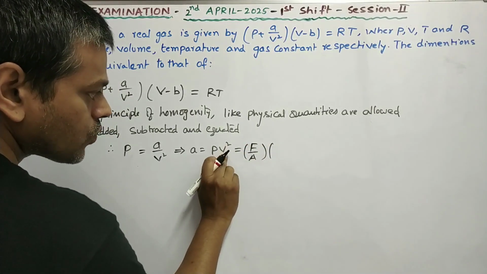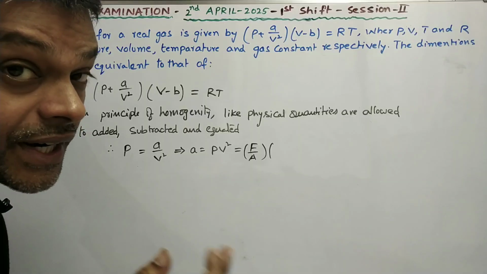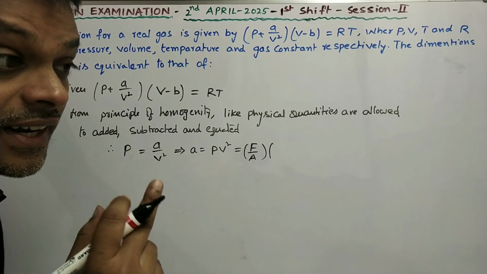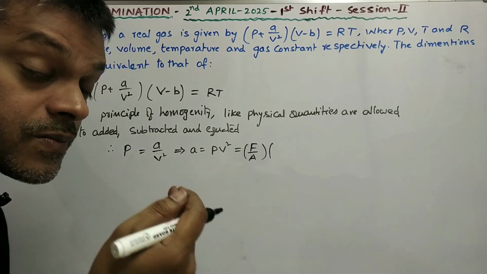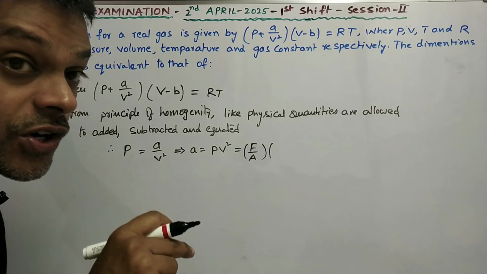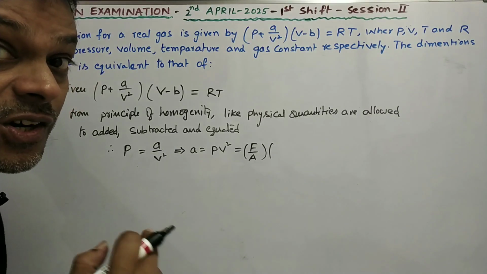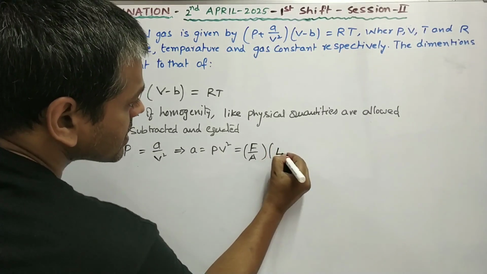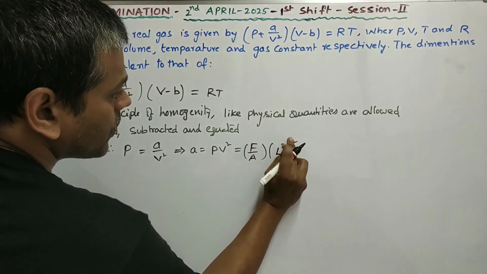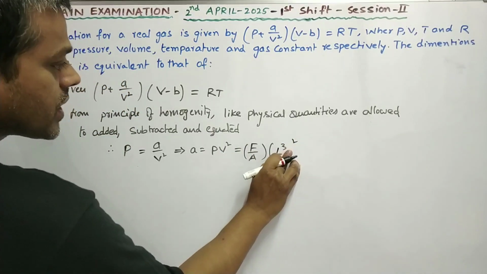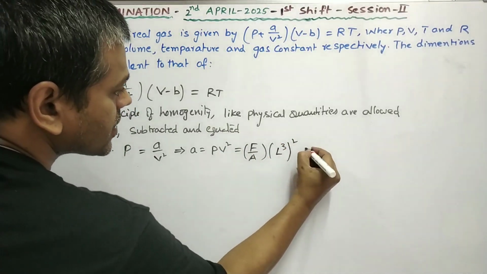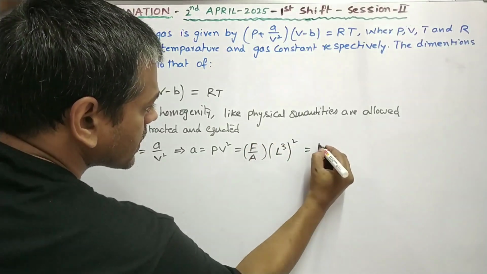Into V, which is volume. Volume is equal to what? Length into breadth into height. Okay, length, breadth, height, all are measured in terms of meter only. Meter is the unit of length. Length is represented by capital L according to dimension analysis. So it is nothing but L cube. Okay, volume square, that means L cube whole square. Which is equal to what? F.